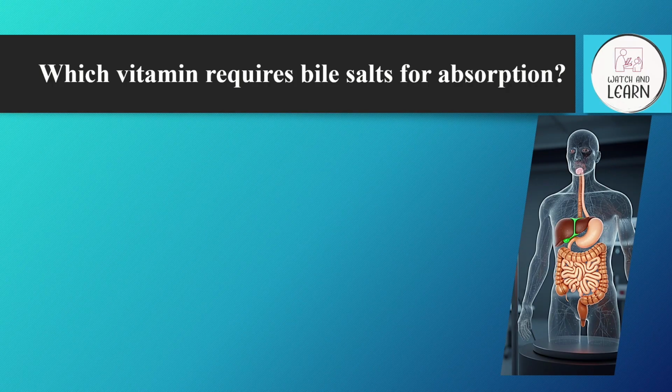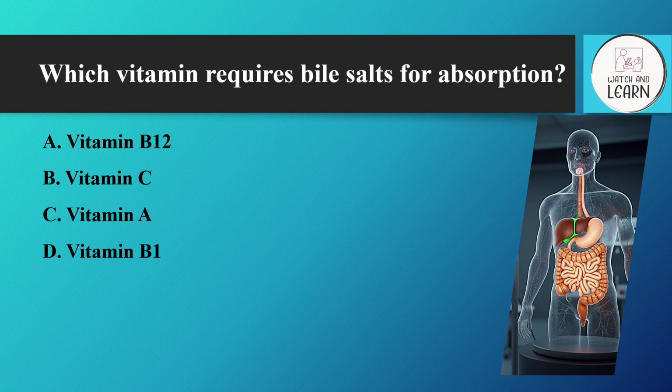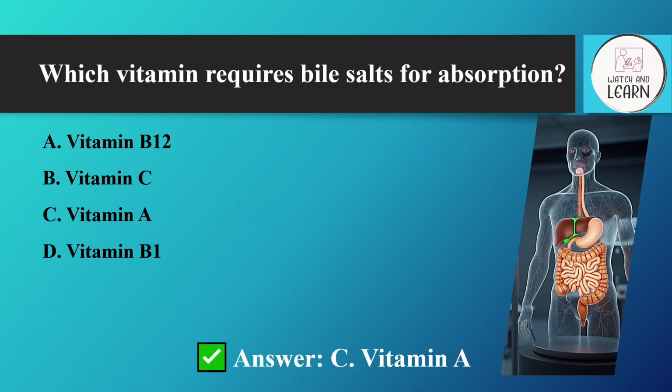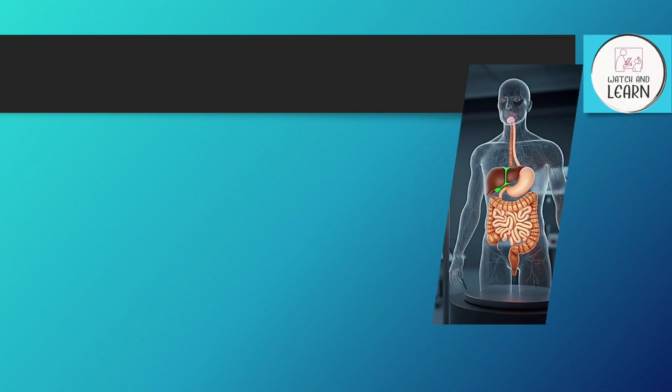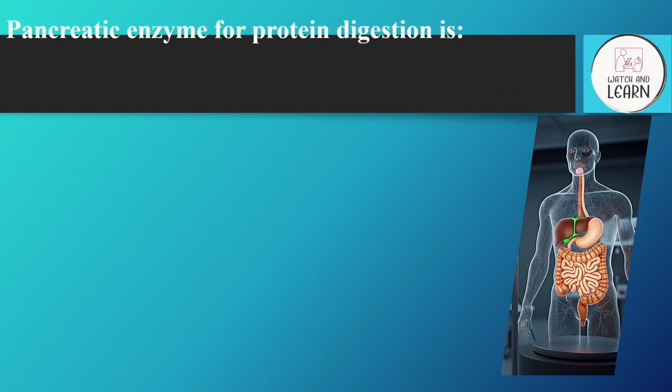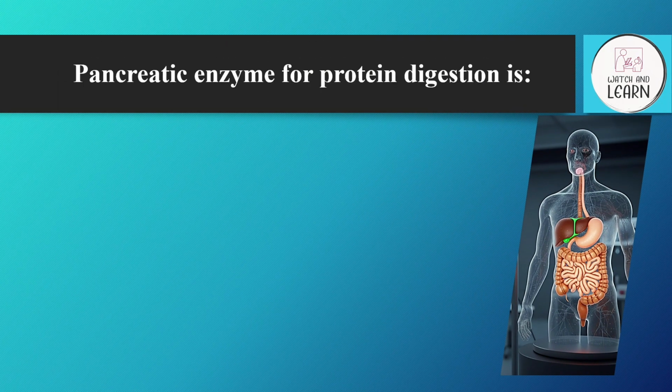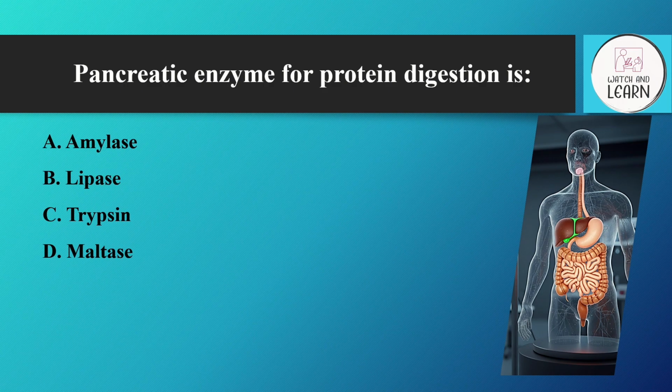Which vitamin requires bile salts for absorption? These are the options, and the right answer is answer C, vitamin A. Pancreatic enzyme for protein digestion is, these are the options, and the right answer is answer C, trypsin.